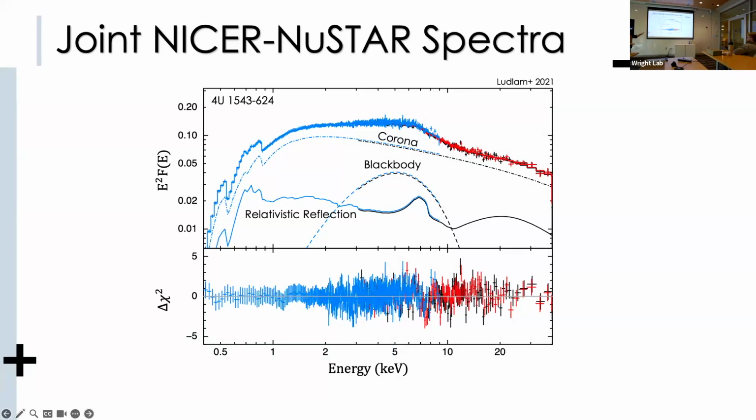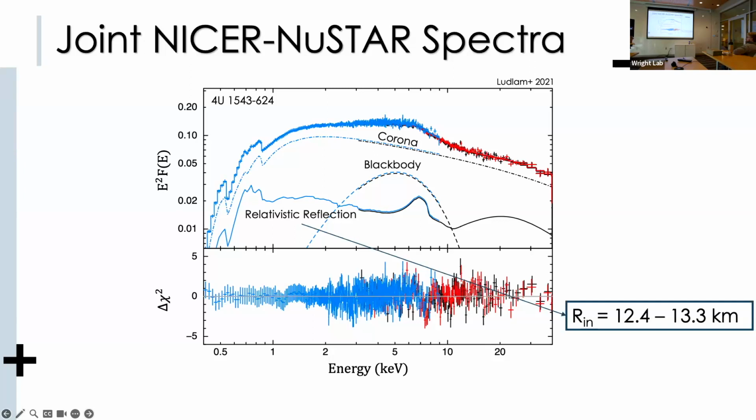So from modeling the relativistic reflection model, we can get some kind of constraint on the location of the inner accretion region. We found it's very consistent with the innermost stable circular orbit. Here I've already converted into kilometers. This does not have a known mass, so I used a canonical mass, about 1.4 solar masses. So we get an inner disk radius about 12.4 to 13.3 kilometers. Still assuming zero spin. Don't really know the mass of the neutron star.